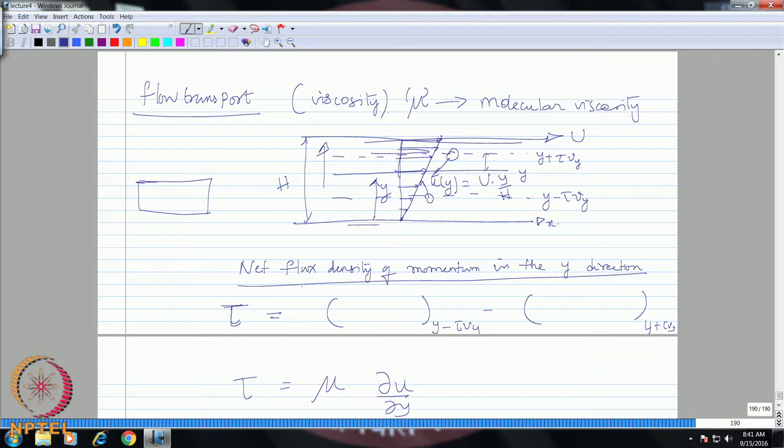Now, when I say net flux density of which momentum? X momentum. You have du by dy. Okay. So, there is an x momentum, but there is a gradient in the y direction. So, this is what you have to consider.